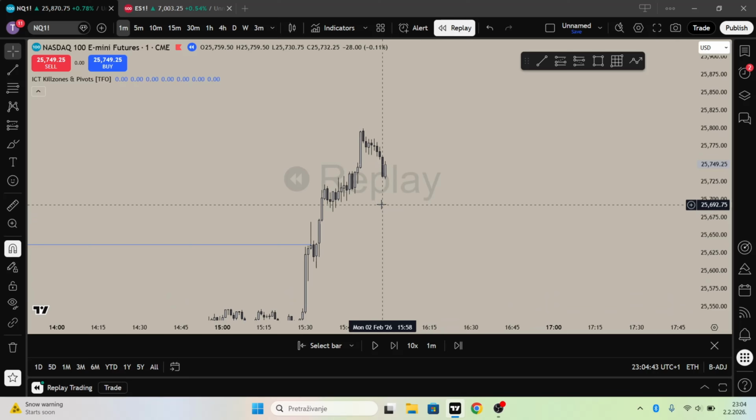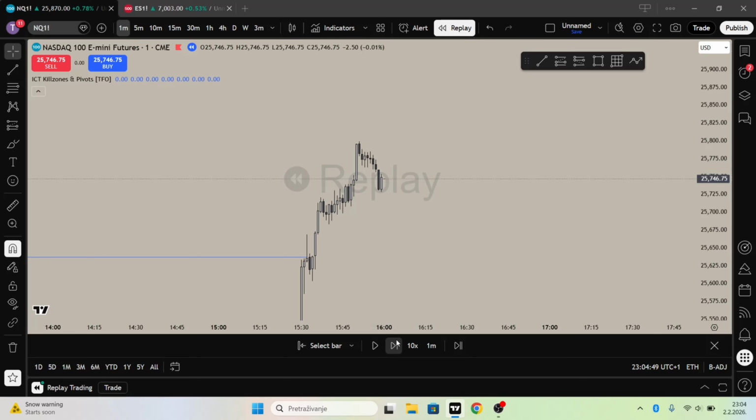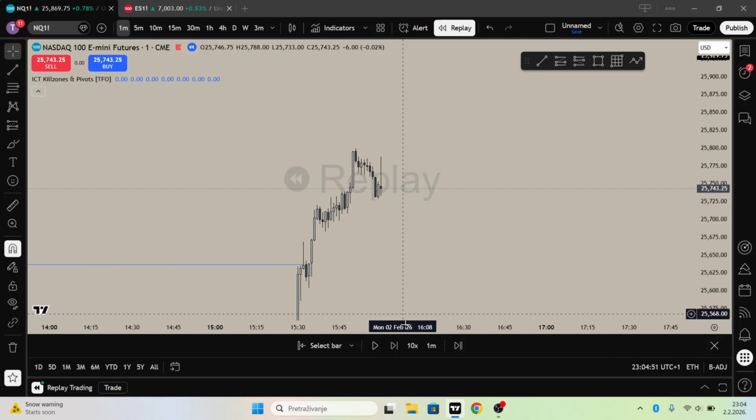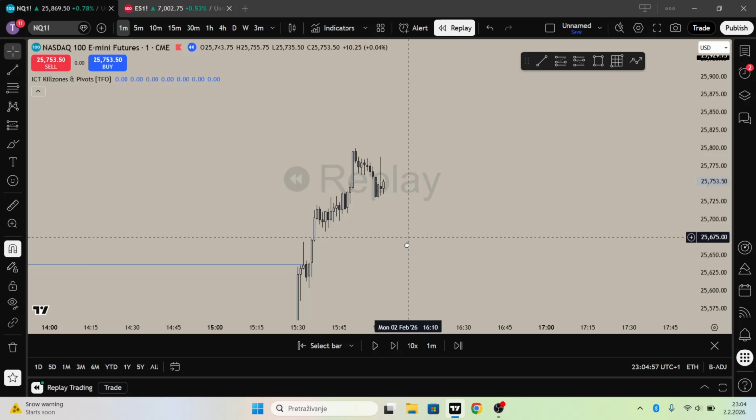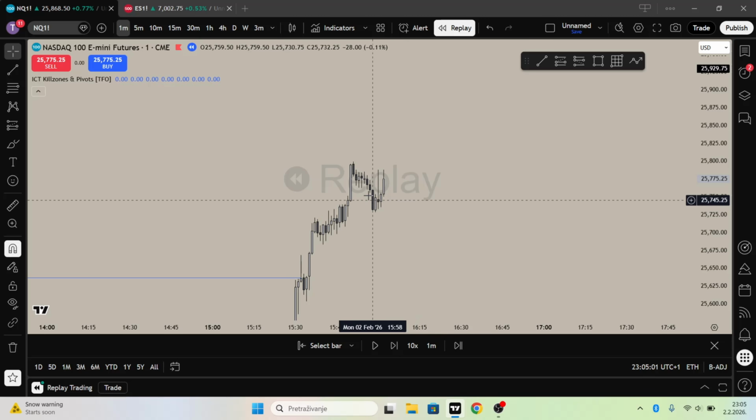Okay, I think it was 1 minute because I took this exact same trade. Okay, we didn't inverse it. Okay, still not. Okay, let's see another. Okay, and here we inverse this 1 minute fair value gap.